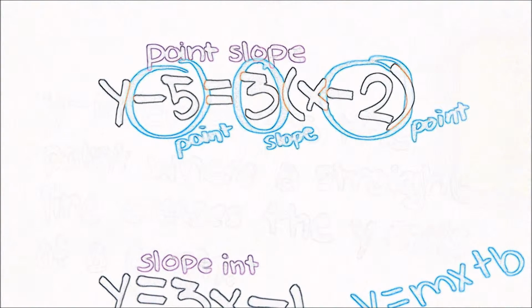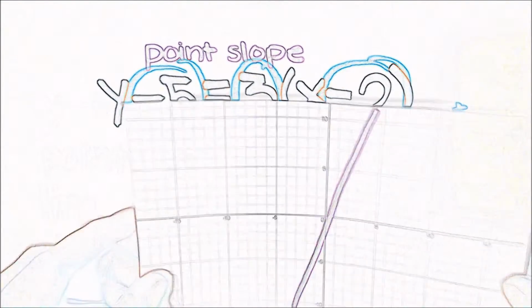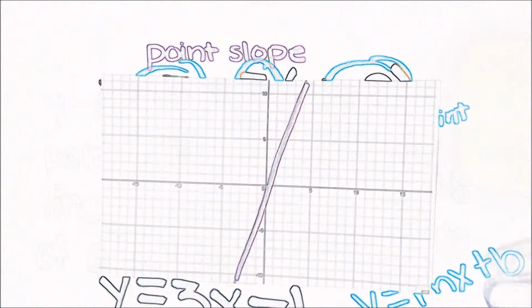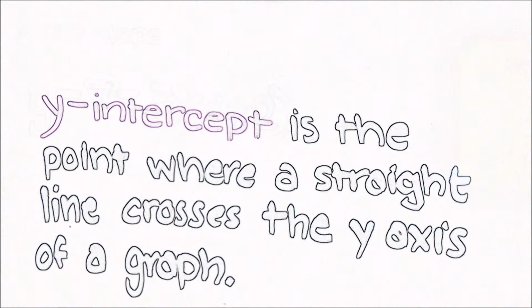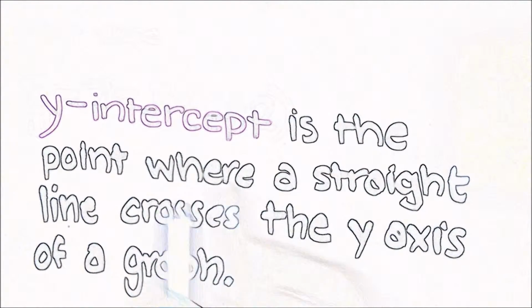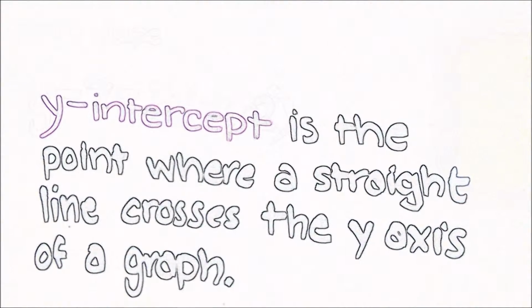And what is the y-intercept, you might be wondering. The y-intercept is the point where a straight line crosses the y-axis of a graph. These two forms, when graphed, look like this, because both are the same points, just written in a different way. It is important to know the definition of the y-intercept, since it's very important when writing the slope-intercept form. Remember that the y-intercept is a point where a straight line crosses the y-axis of a graph.